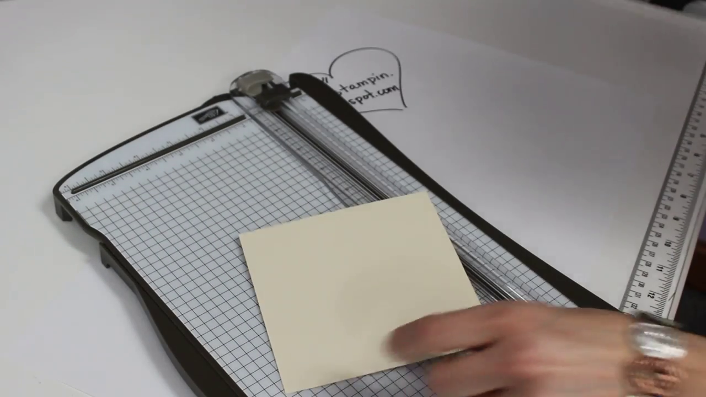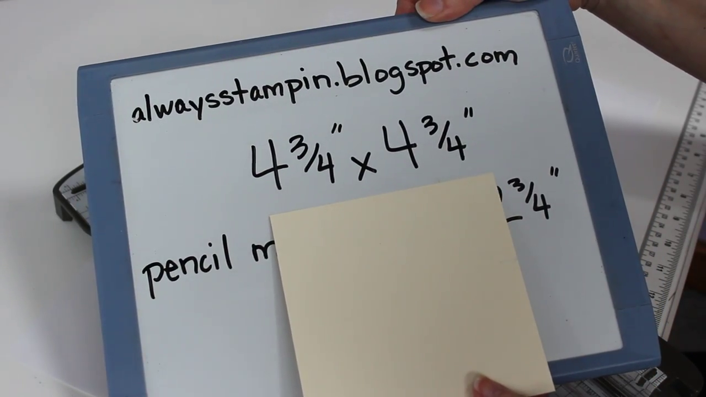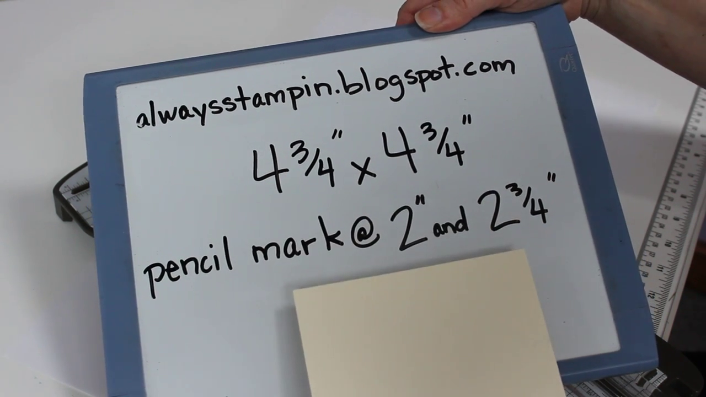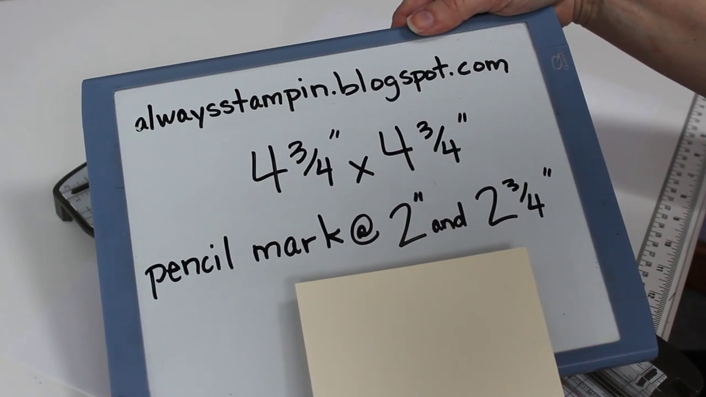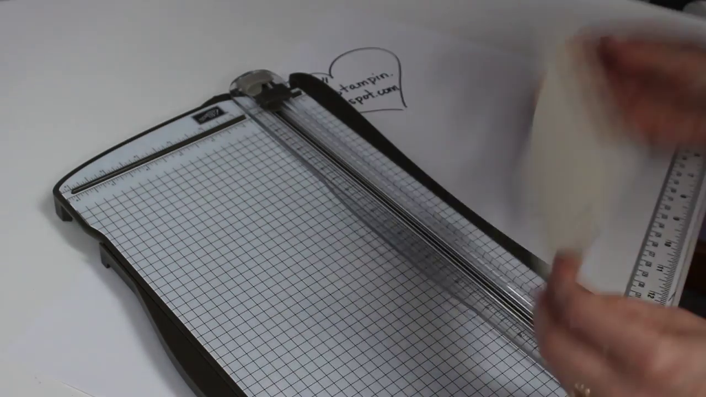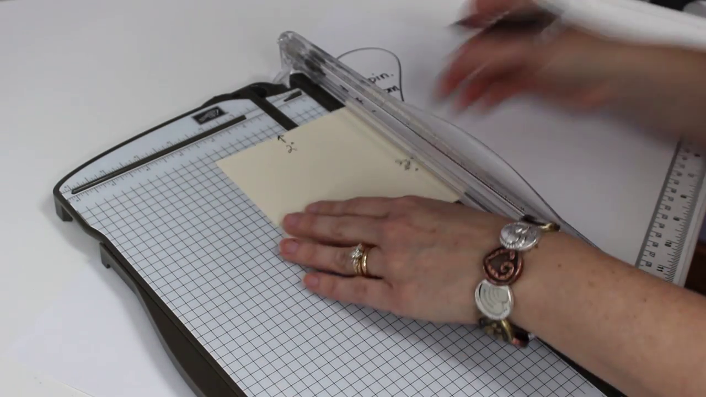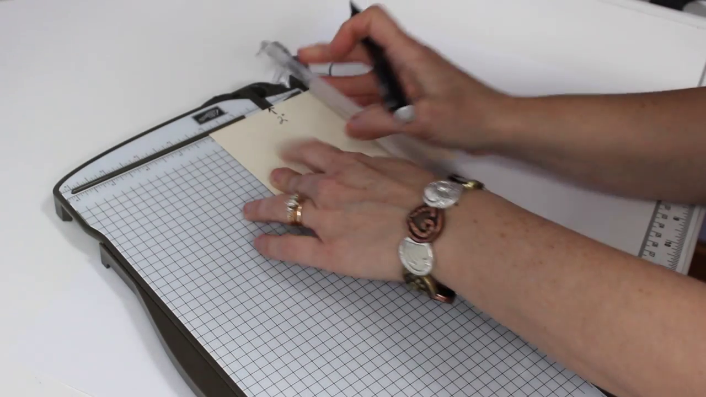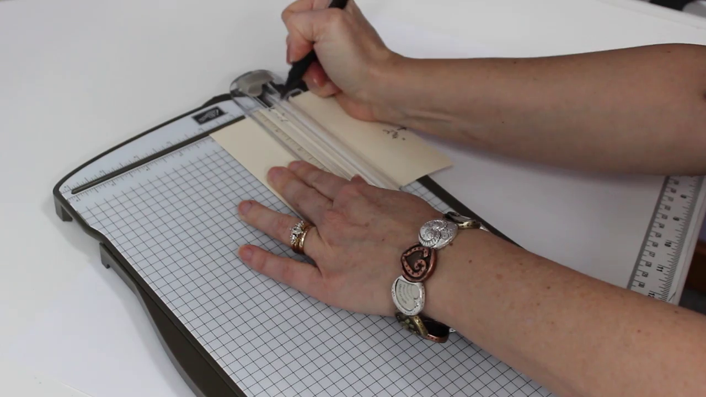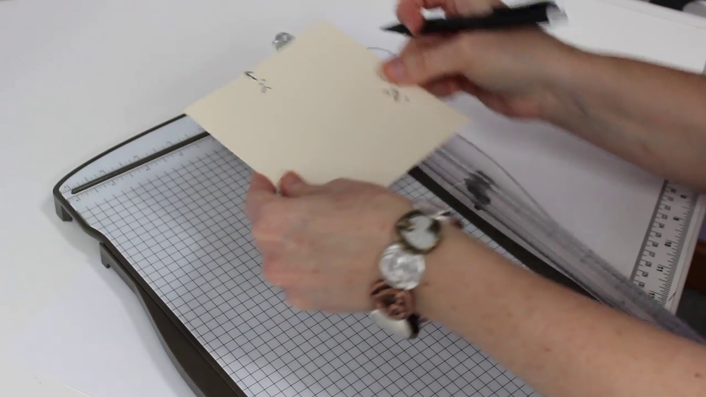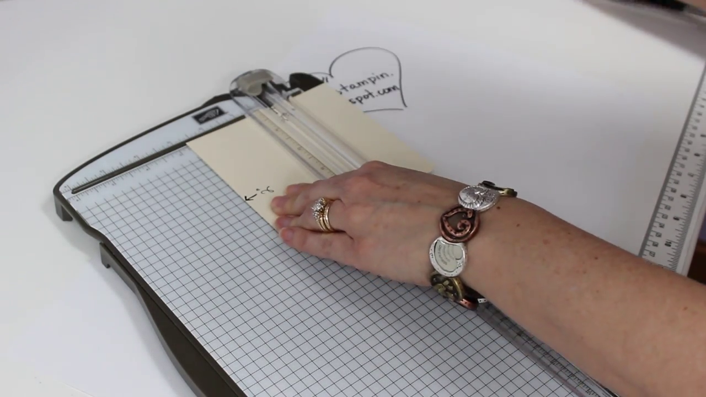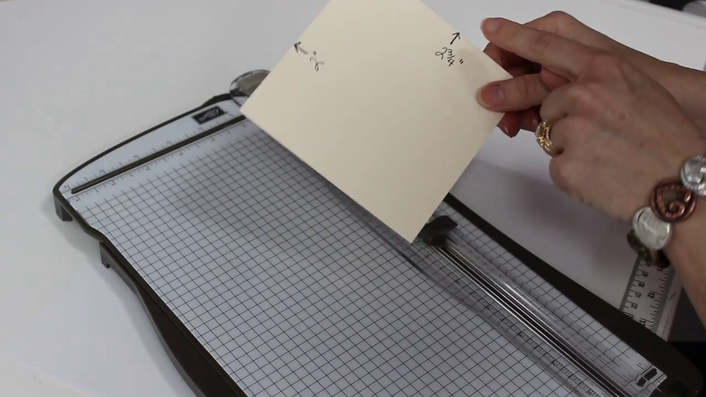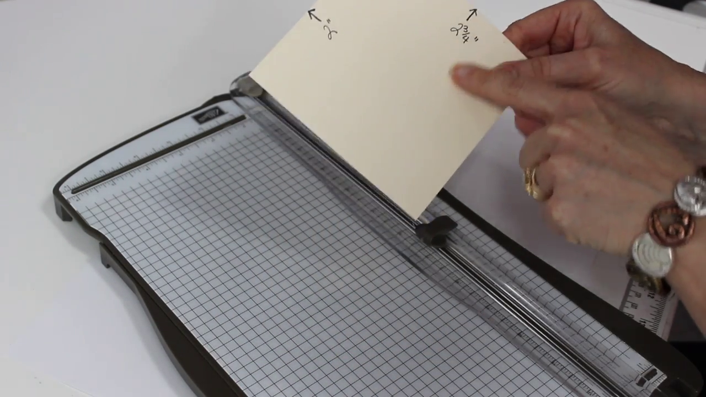You'll need a sheet of cardstock that measures 4 3/4 inch by 4 3/4 inch. And you're going to pencil mark that piece of cardstock at 2 inches and then quarter turn it and mark it at 2 3/4. So I've already gotten mine marked, but I'm just going to show you real quick how I got it. So I'm going to come in at 2 inches and pencil mark. I'm going to quarter turn, come in at 2 3/4 inch, and pencil mark. Then I'm going to score from each pencil mark down to the bottom point.